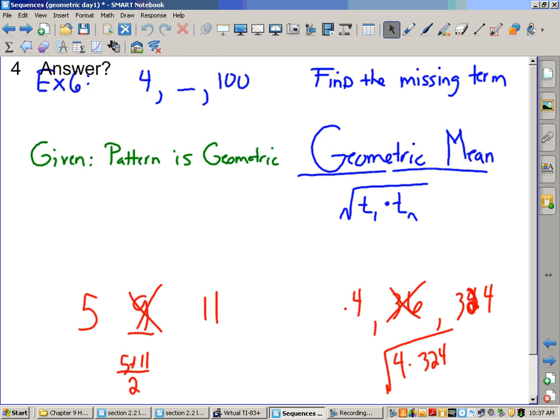Okay, so this one right up here is, what's 4 times 100? 100. Do the square root of 400? 20. Okay.